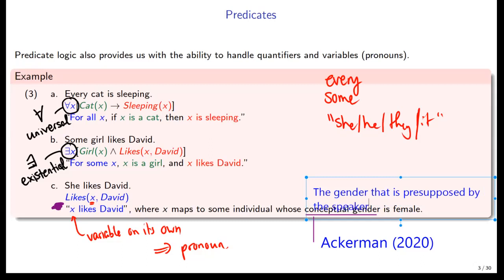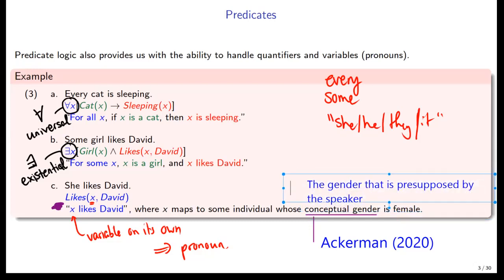That's a better word, the gender that is presupposed by the speaker. I have a question. Yes. So for A, we're using a conditional, but why for B are we using an and? We'll talk about that when we do translation. So we're going to talk specifically about universal and existential translations on Tuesday. So we won't worry about that today.